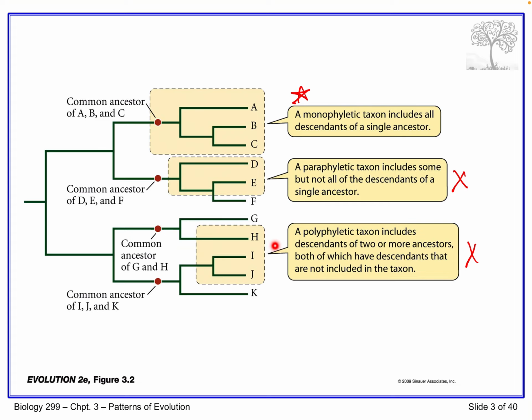It's a taxonomic category that, poly, has more than one common ancestor. That's also not correct. You wouldn't call that a class. What you might call a class is everything here, G through K. Group them all together in one class, and you see that their common ancestor is now here.